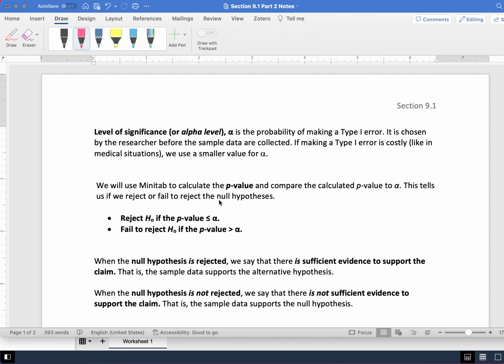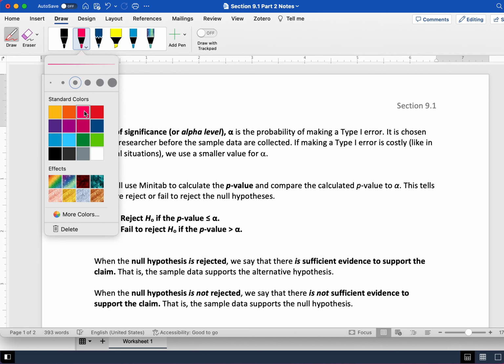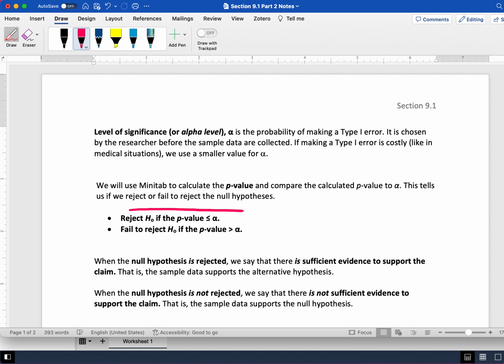Now what we do in a hypothesis test is we calculate a p-value, and we're going to use Minitab for this part. We compare the calculated p-value to alpha that's given to us in the problem, and this tells us if we reject or fail to reject the null hypothesis. The rule is here in the bold, and I'm going to also put a box around it because it is very important. So we reject the null hypothesis if the p-value is less than or equal to alpha. We fail to reject the null hypothesis if the p-value is greater than alpha. So again, calculate the p-value using Minitab, compare it to alpha from the problem, and determine which is greater.